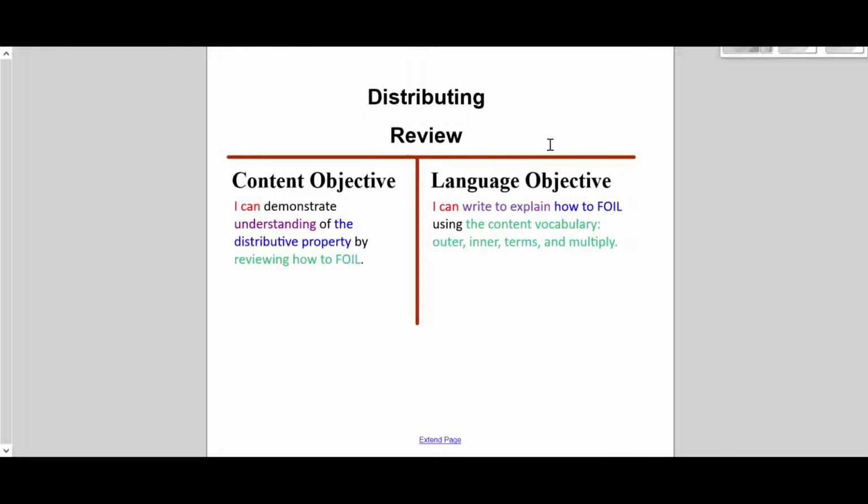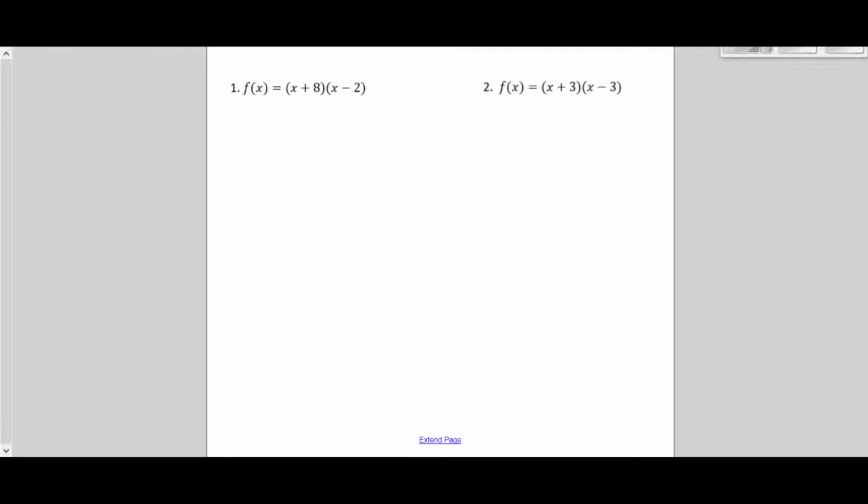In this lesson, we're going to review the distributive property. So we're going to go over how we use FOIL or how we use the box method to multiply binomials together. So in example 1, I have f of x equals x plus 8 times x minus 2. So I'm multiplying two binomials together.